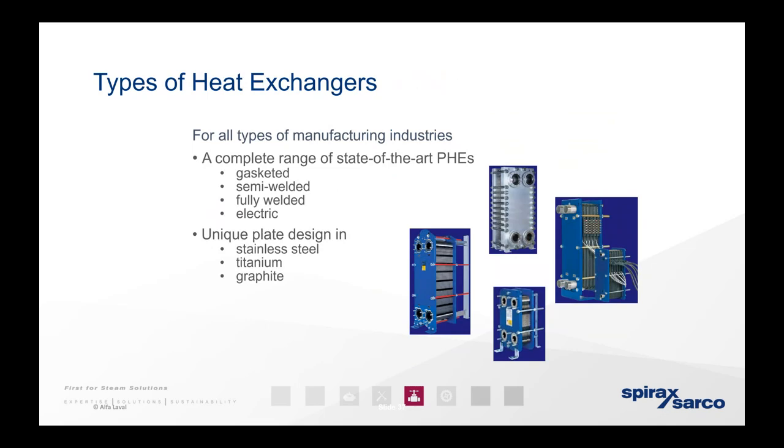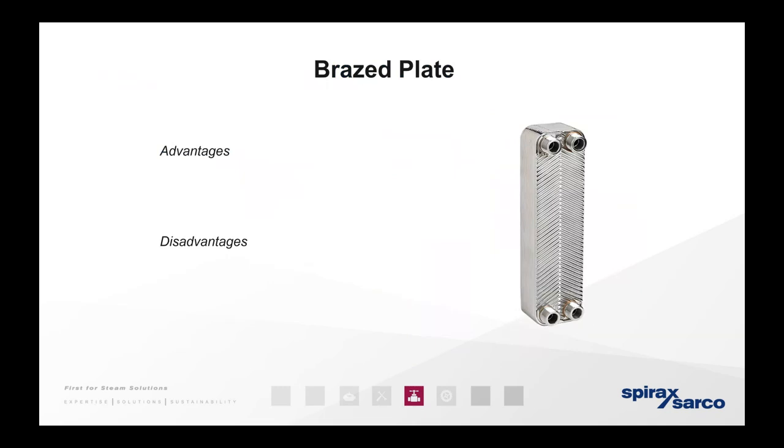So types of heat exchangers, so for manufacturing ones, so complete range of plate heat exchangers, gasketed, semi-welded, fully welded, electric, and unique ones, so ones that are on special order would be stainless steel, titanium, and graphite. So brazed heat exchangers. So before I move on to brazed, are there any questions on plate?